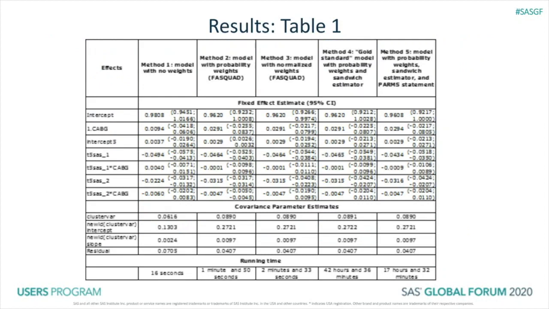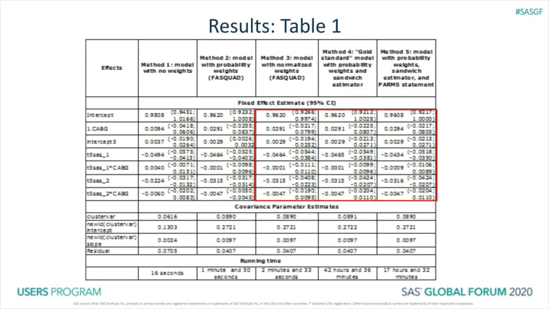Here we see in this table the results of the comparisons of all these 5 methods. Each column represents a method, and then in this column here we have the effects of fitting this mixed effects model. The first thing that I would like to highlight is that methods 3 and 5 have very similar fixed effects estimates and also 95% confidence intervals compared with the gold standard method.